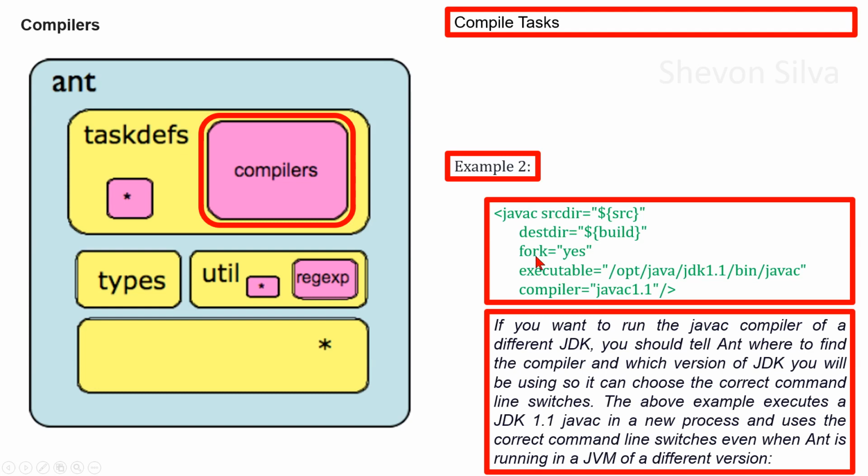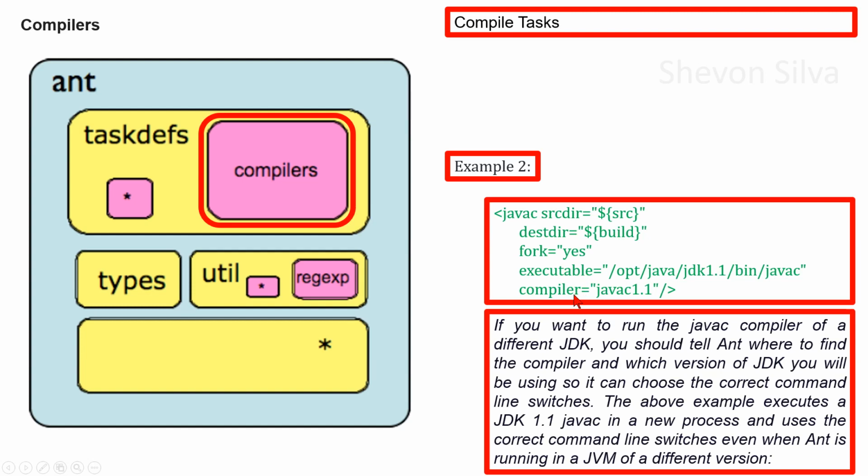Here you can see the fork attribute, whether to execute javac using the JDK compiler externally. Here you can see the executable attribute, the complete path to the javac executable to use in case fork is yes. Since Ant 1.6, this attribute can also be used to specify the path to the executable when using Jikes, JVC, GCJ or SJ. Here you can see the compiler attribute, the compiler implementation to use.